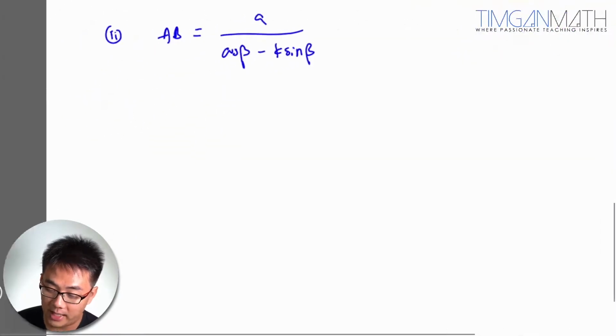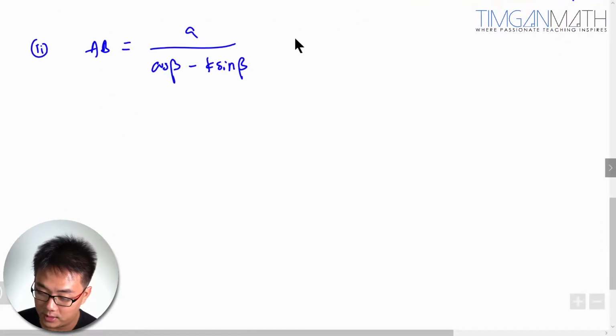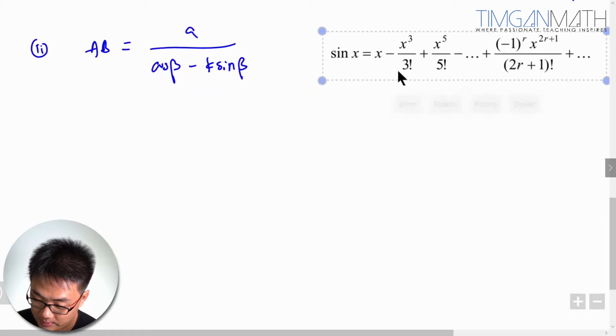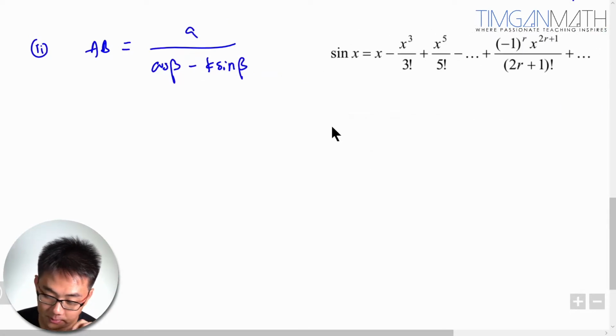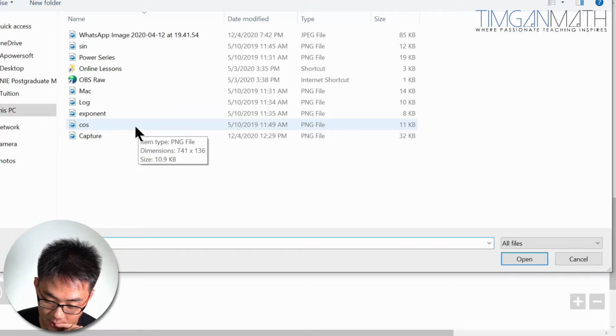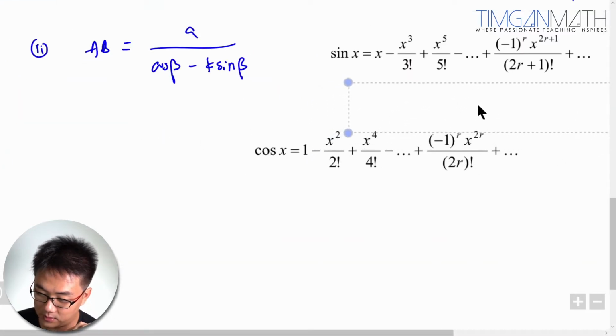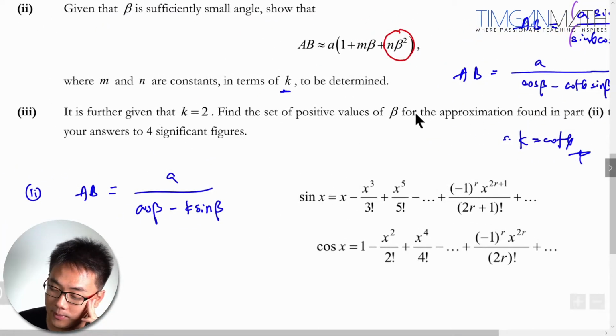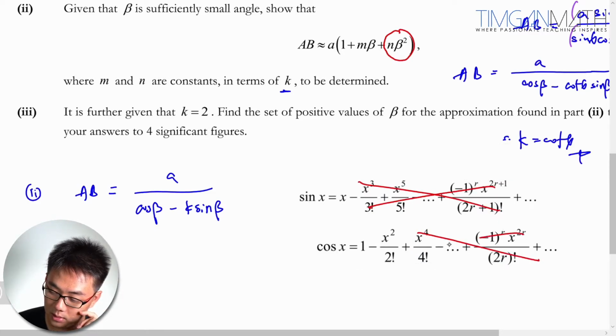So from here, what I can do is I'm just going to bring my favorite MF26. I'm going to use cosine and sine. So sine is this one. This is my sine. Then I'm going to use my cosine, yeah, this is it. This is a cosine. Because I already know that I need to stop at beta square, I can ignore the rest. This is why you need to have a framework. So this is where you stop.